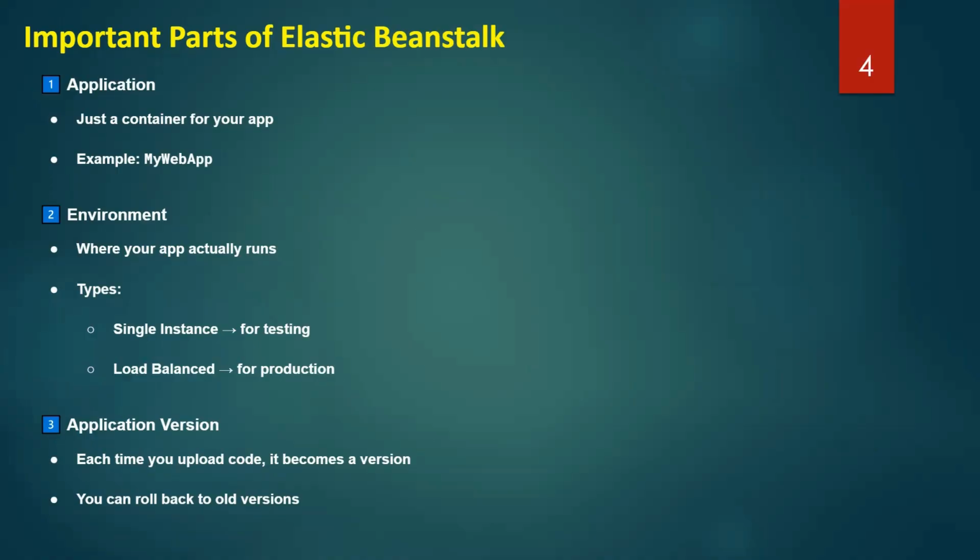And then the second thing is the environment. This is where your application actually runs. There are types of environment that you need to understand. There's single instance, which is for testing, and then load balanced, which is for production. And then there's the application version. Every time you upload your code, it becomes a version, and you can go back and check your old version if you want to see any modification that happened in the previous code.